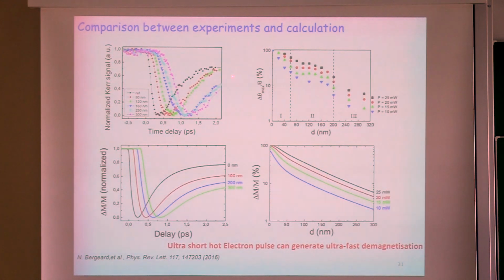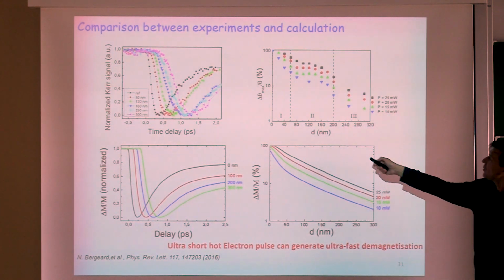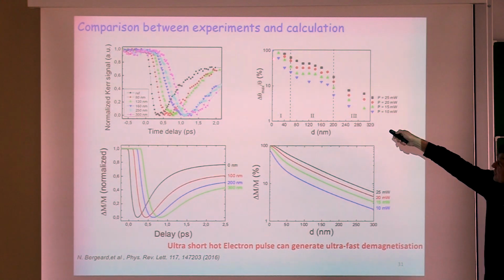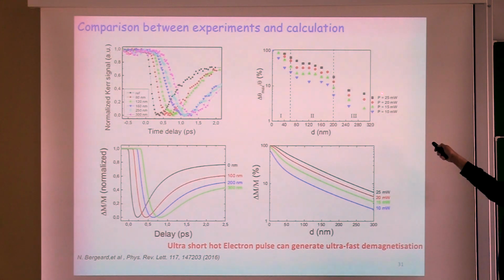And then we could even calculate it. And so we have a pretty nice accord between theory and calculation and the experiment. And we basically could define 3 different areas. So below 50 nanometers, this is the change in the magnetization for different laser power.